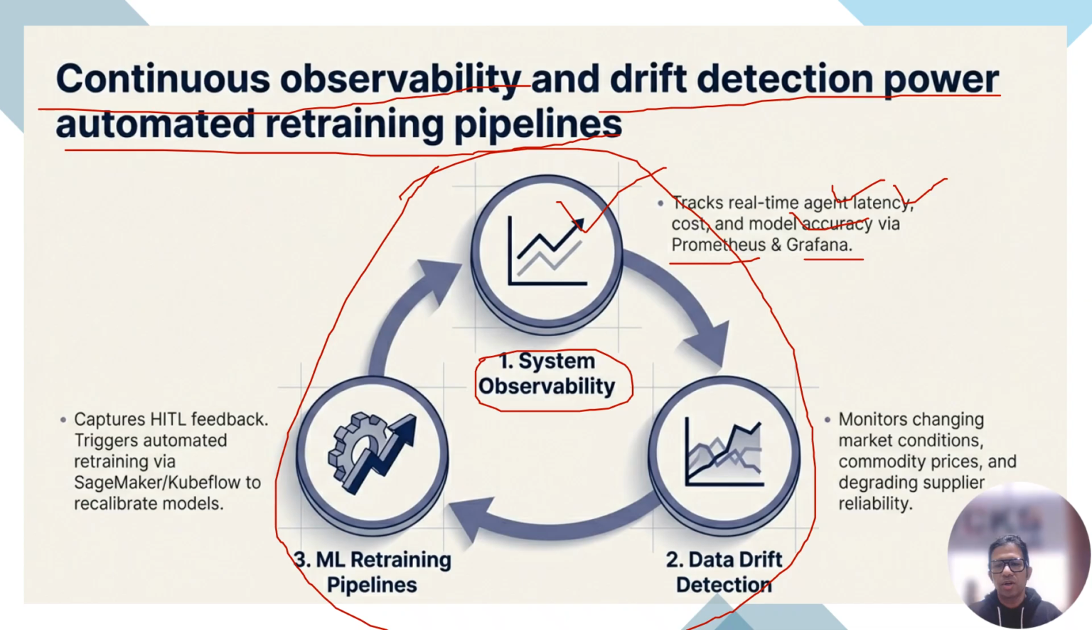Now comes this one, data drift detection. Second point, this one. This is the second stage where most AI systems fail if they don't monitor drift. Procurement is a live environment. If commodity prices change, if lead times shift, if supplier reliability degrades, the model's assumptions can break.